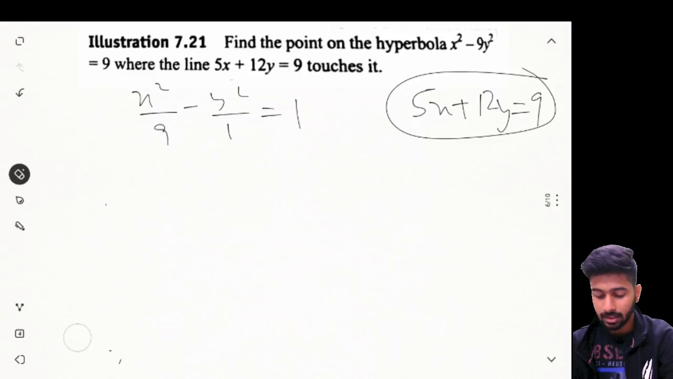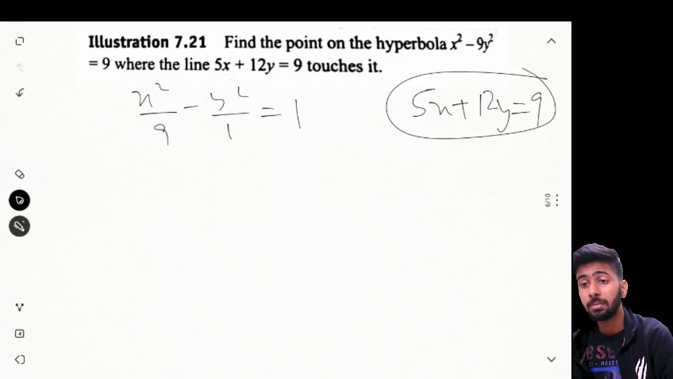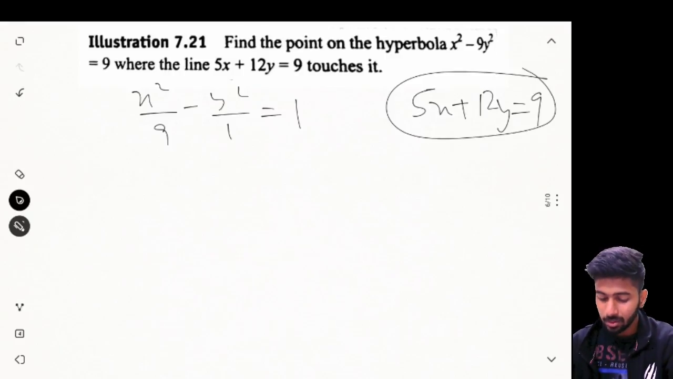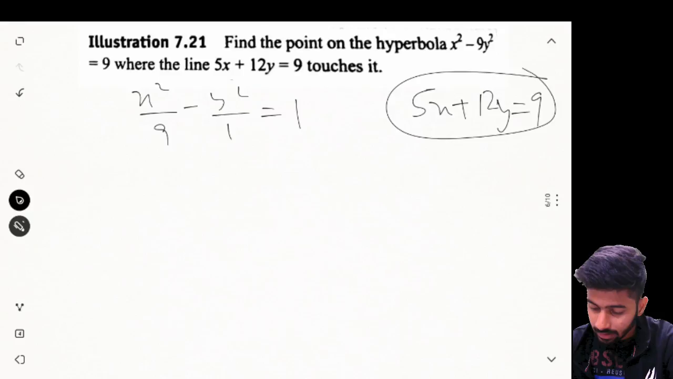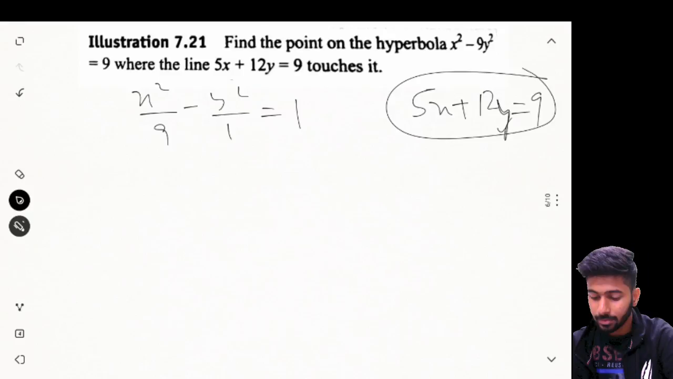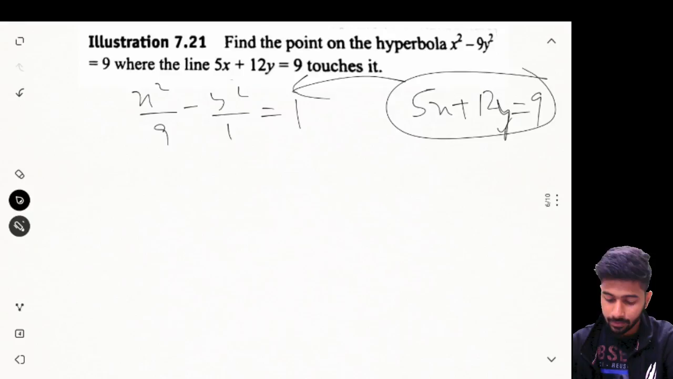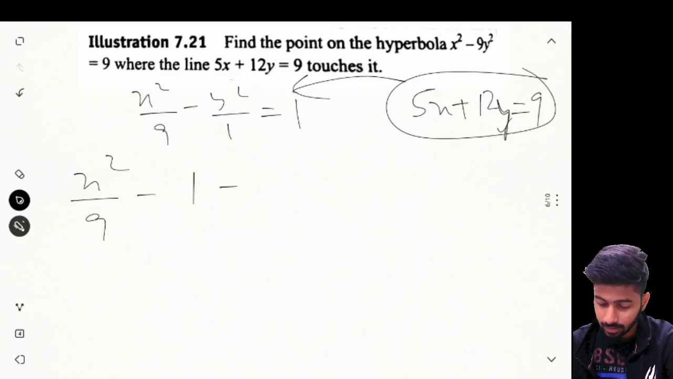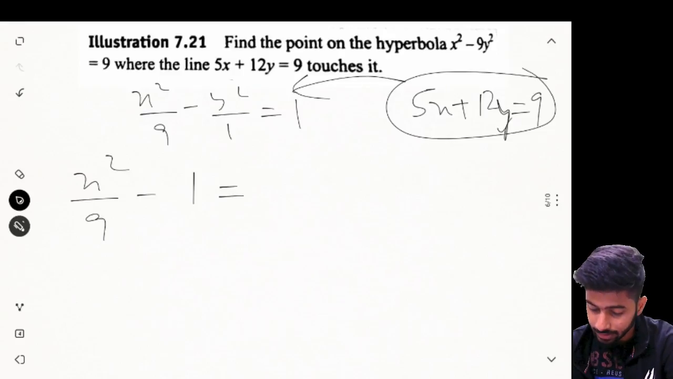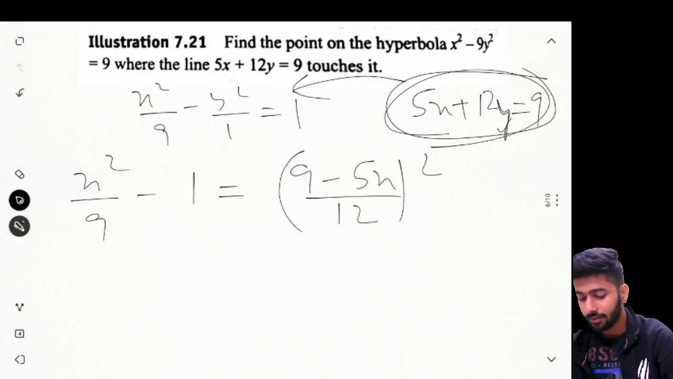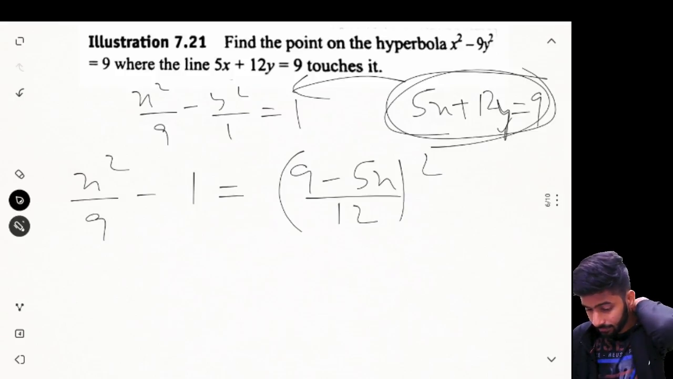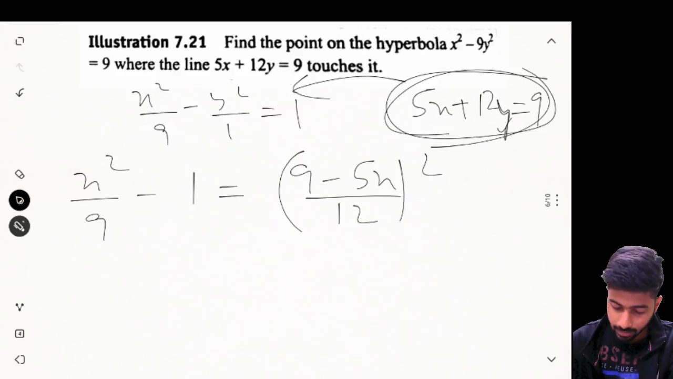So once it's a tangent, it's a very simple process. What you can simply do here is get the y from this and put it here. So x square by 9 minus 1 is equal to y square is what you have. So y square is again 9 minus 5x by 12 whole square. From this I'll get y, right? So 9 minus 5x by 12 square. So you have x square.